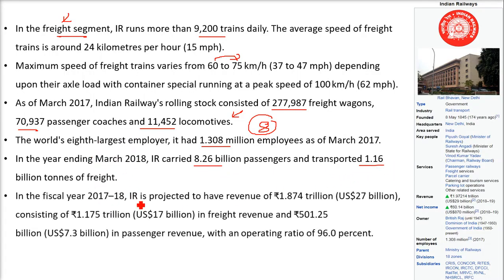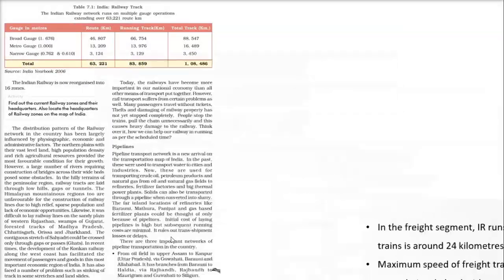Then the revenue: presently the projected revenue is 1.874 trillion. Again, trillion is 10 to the power 12, and it consists mostly of freight revenue. So the revenue is mostly coming from freight, or the goods being transported, 1.175 trillion, and 501.25 is coming from the passenger revenue.